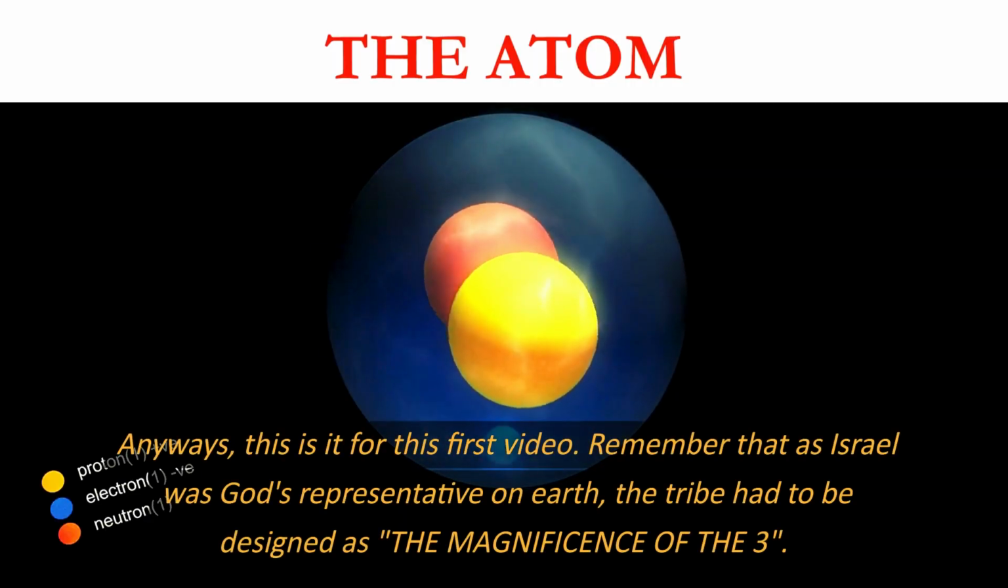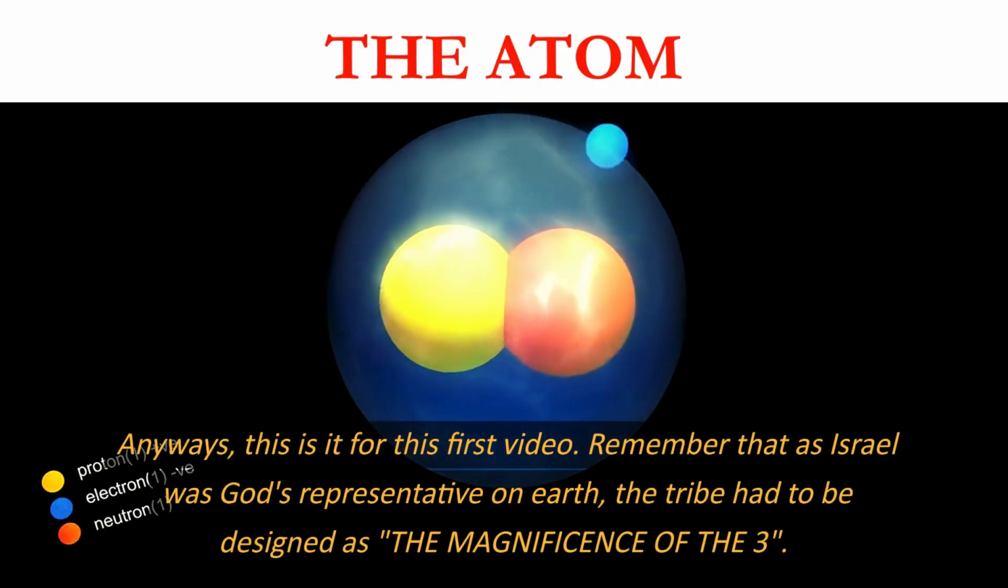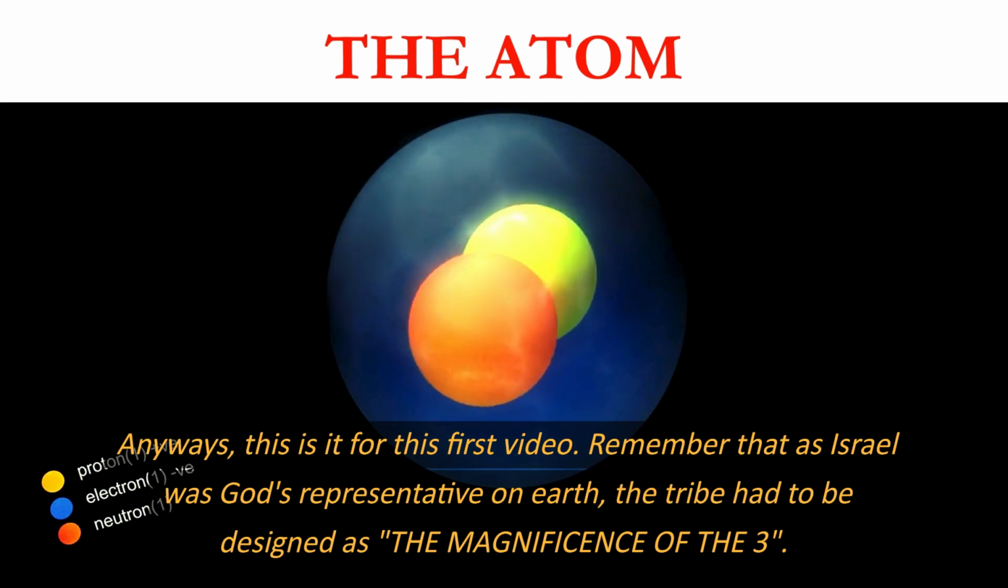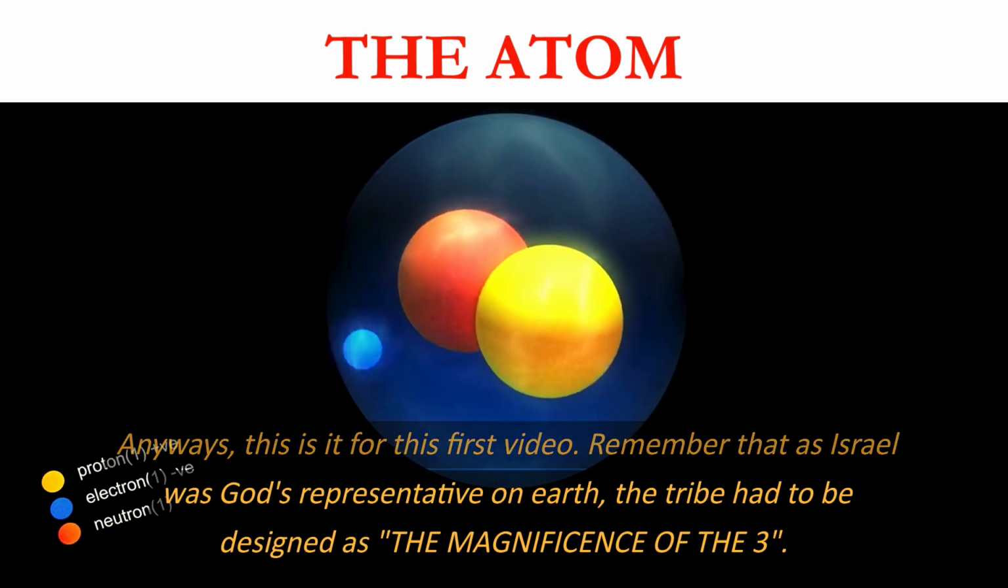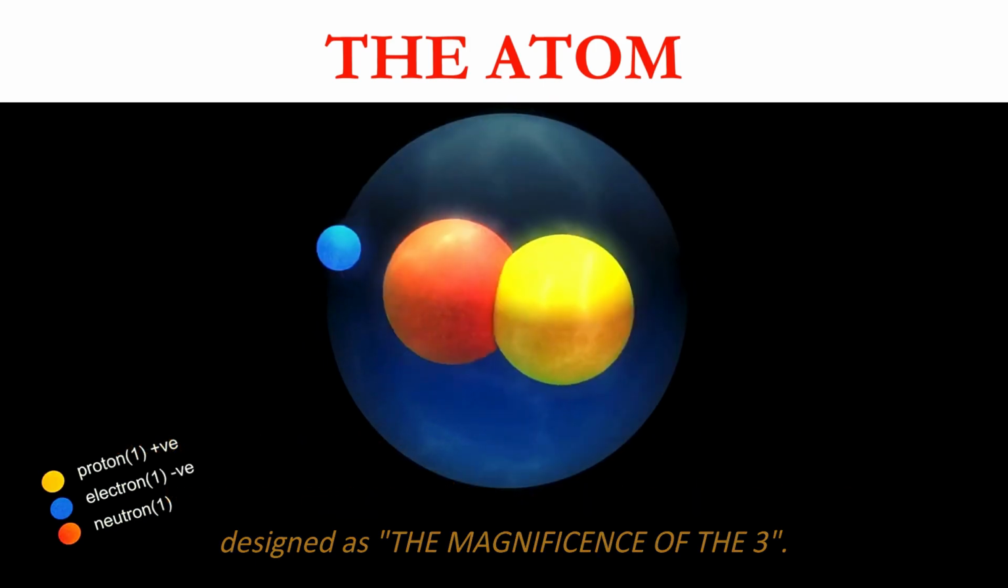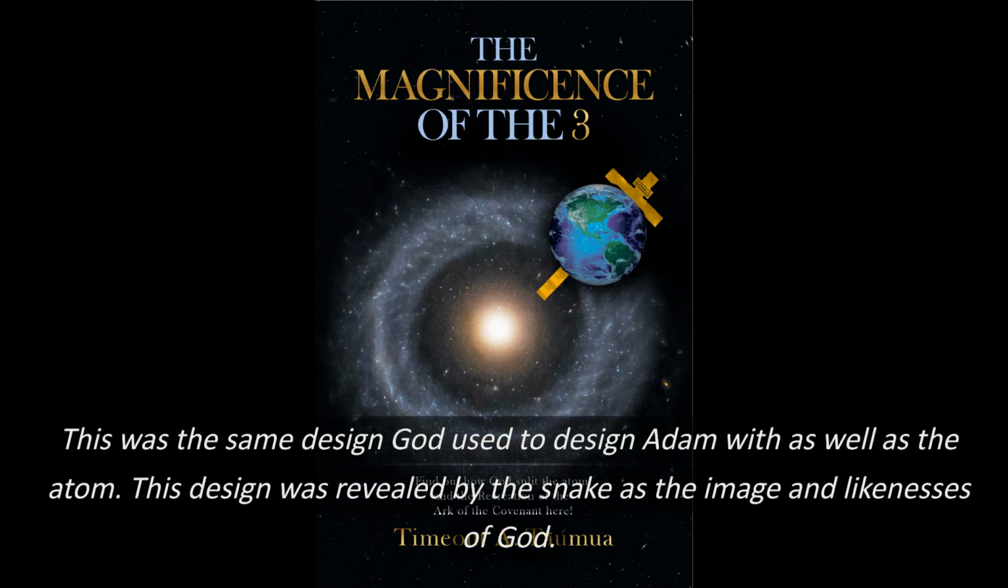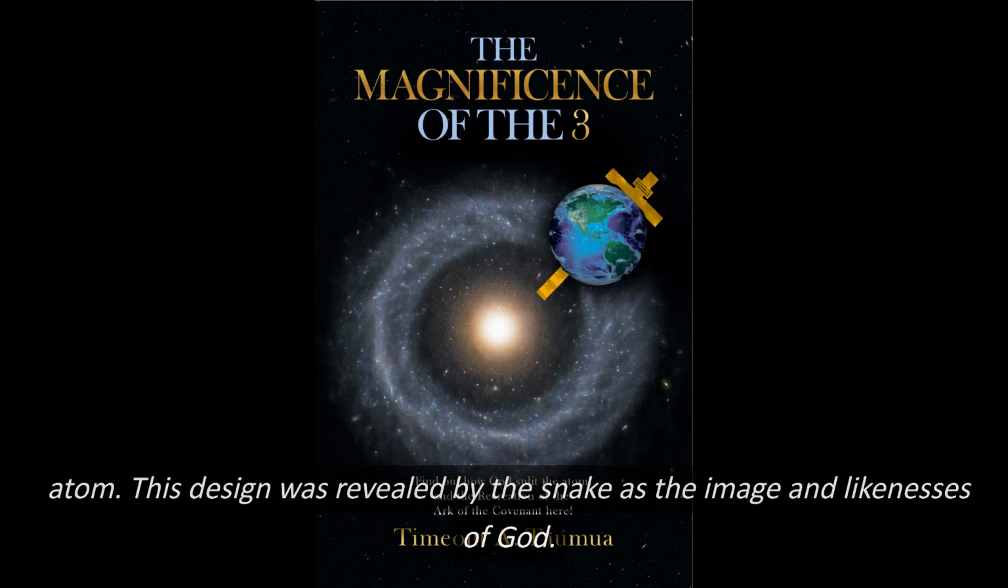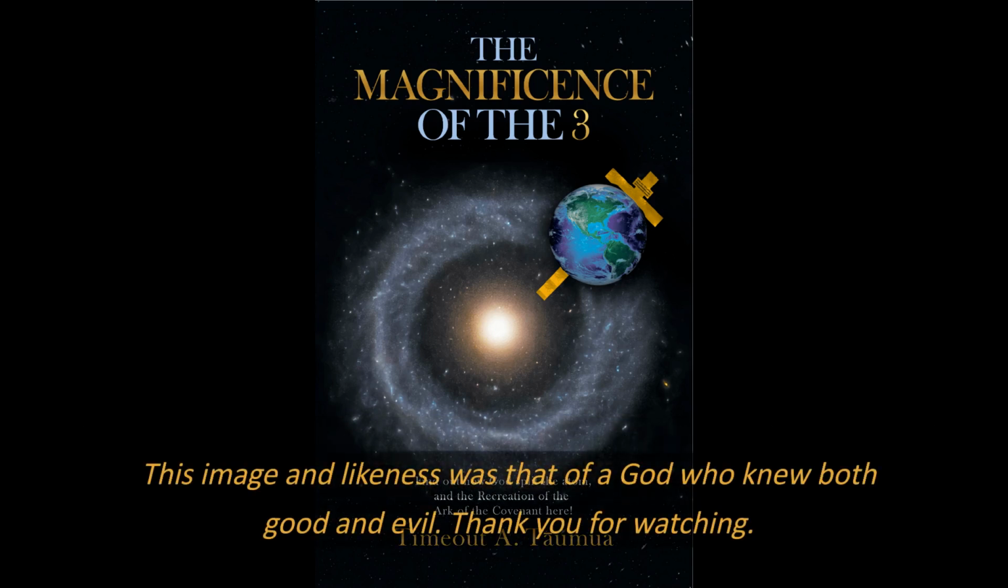Anyways, this is it for this first video. Remember that as Israel was God's representative on earth, the tribe had to be designed as the magnificence of the three. This was the same design God used to design Adam with, as well as the atom. This design was revealed by the snake as the image and likeness of God. This image and likeness was that of a God who knew both good and evil.